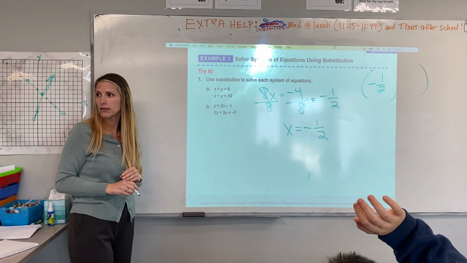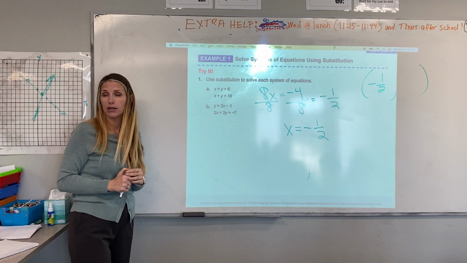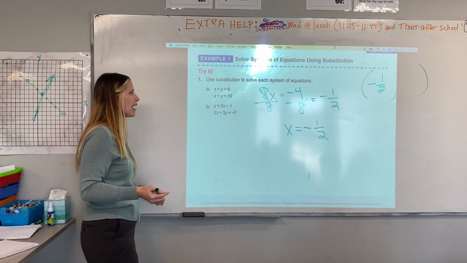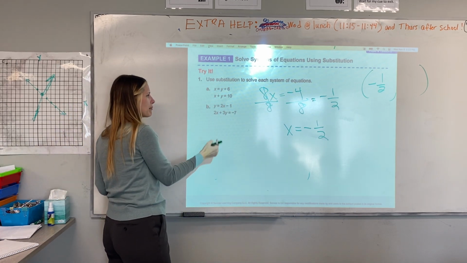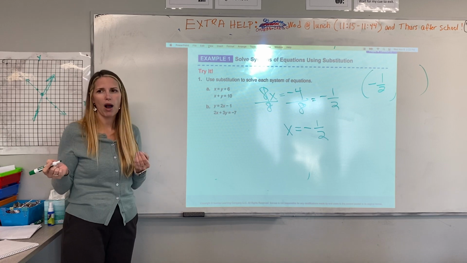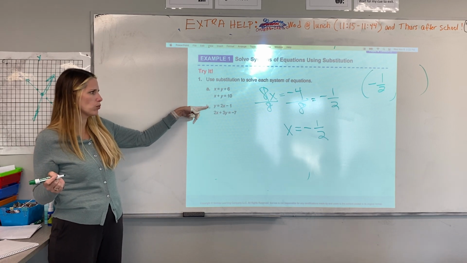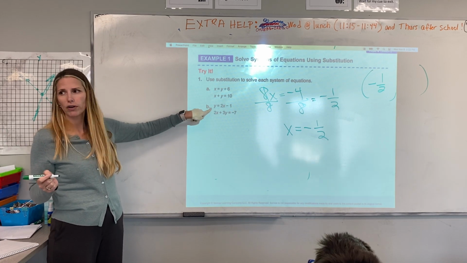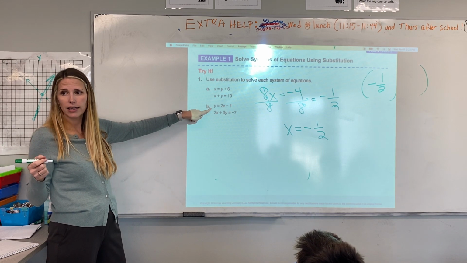You have to take the -1/2 and put it in. Now I'm going to take my x value of -1/2 and I'm going to plug it back in. If I want to solve for y, which one do I want to choose? Equation 1 or 2? 1. Yeah, because it's already solved for y.